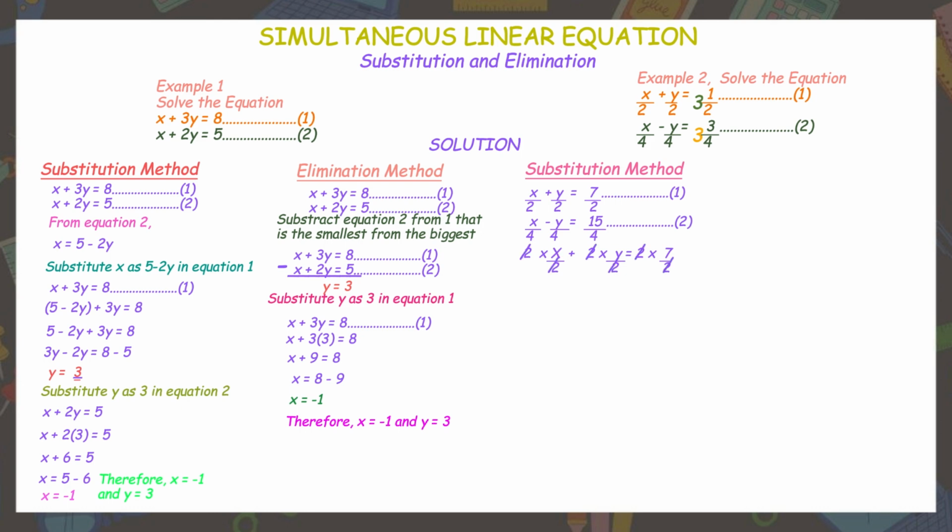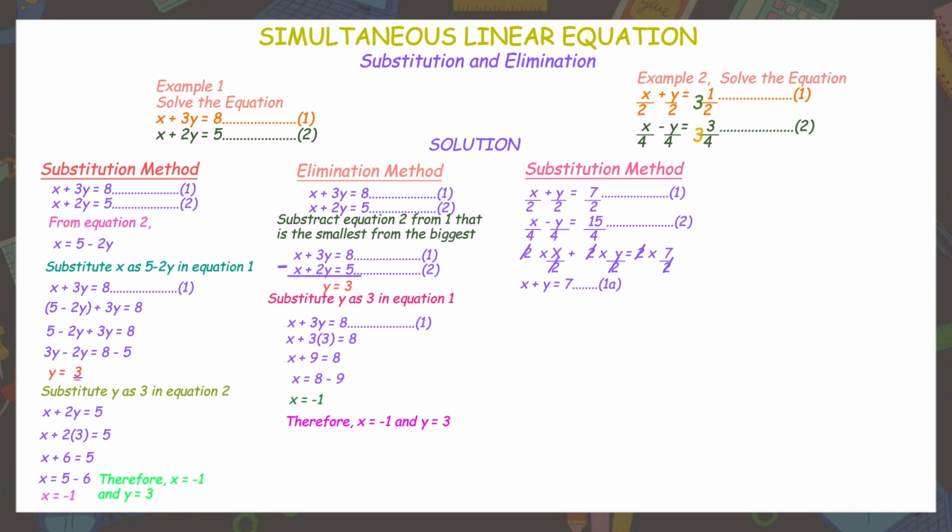This will cancel this. So 1 times x will give us x, plus 1 times y will give us y, which is equal to 7. And that is equation 1a. We call it equation 1a because it is obtained from the first equation.